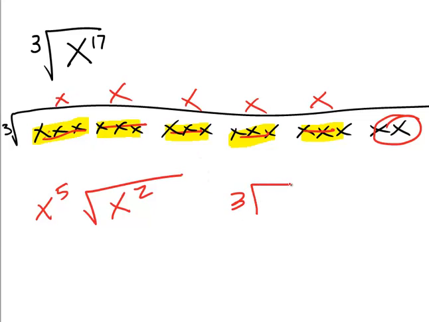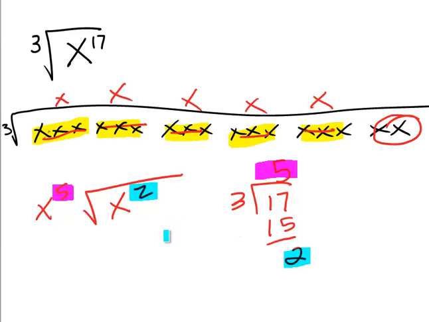If I do 3 into 17, 3 goes into 17 5 times with 2 left over. So I would have x to the 5th. That was a poor color choice. And x to the 2nd inside. And that's kind of why that works. Let's take a look and see if we can do this.